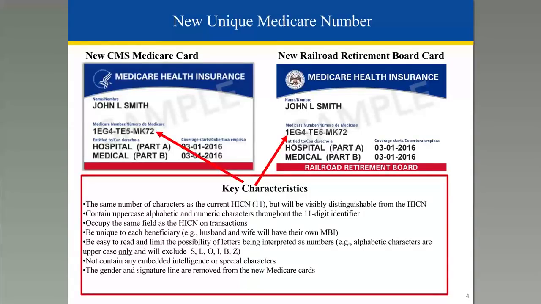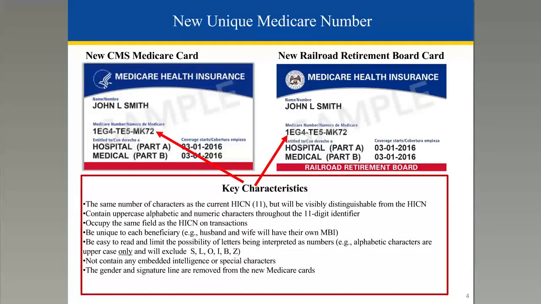Those two numbers exist in the Social Security Administration world, but they each will get their own Medicare Beneficiary Identifier or Medicare number. We are omitting a few letters that can be construed as numbers, and we are not using any special characters and no inappropriate combination of letters and numbers.